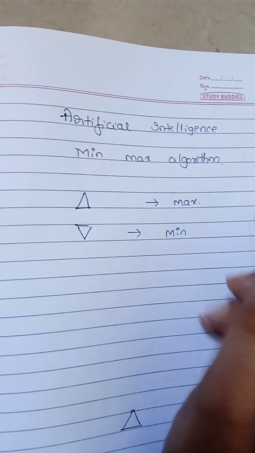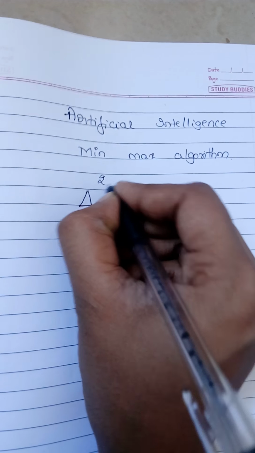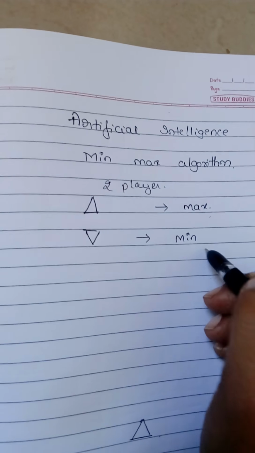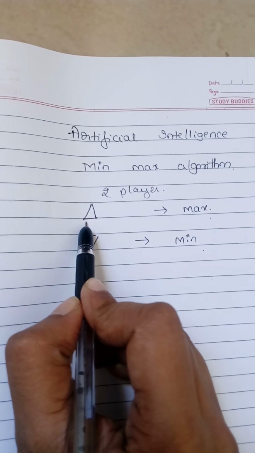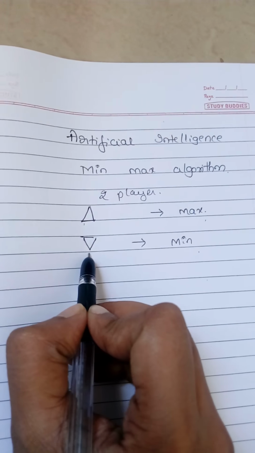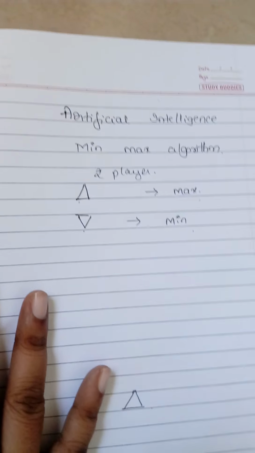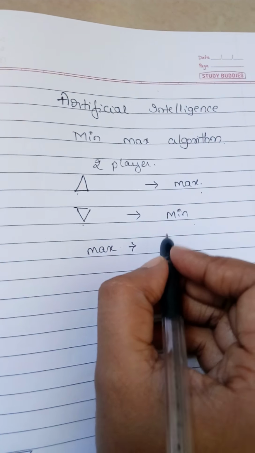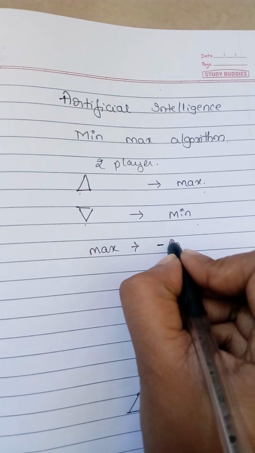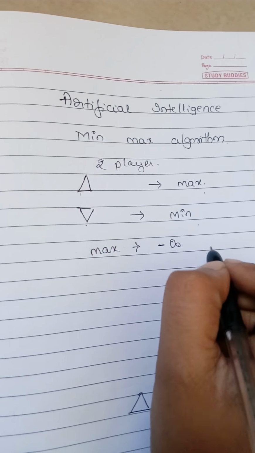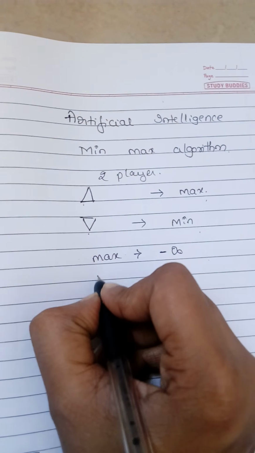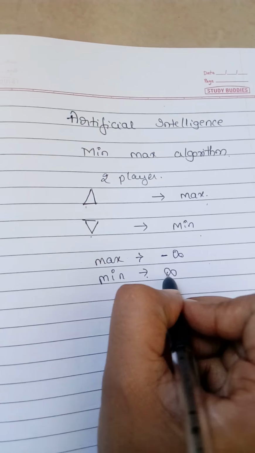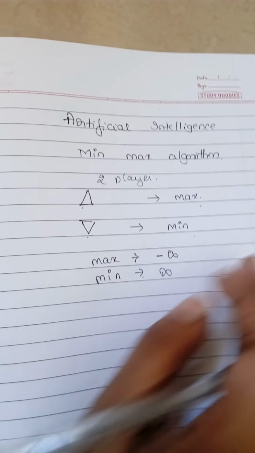So let's get started. The min-max algorithm is a two-player game algorithm. The players will be max and min. Maximum we will describe in this way, and min in this way. What will be the worst case for maximum? Minus infinity. If the maximum value is going to minus infinity, that will be the worst state for that player. And the worst value for minimum will be the opposite of this. So it will always start in this way.